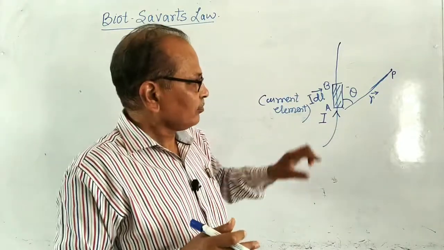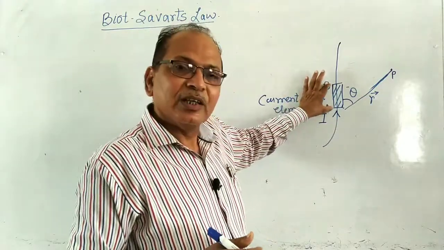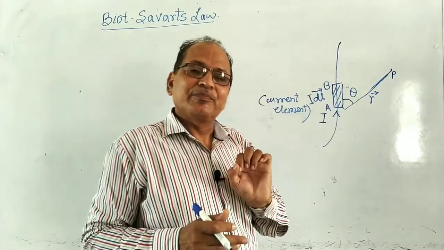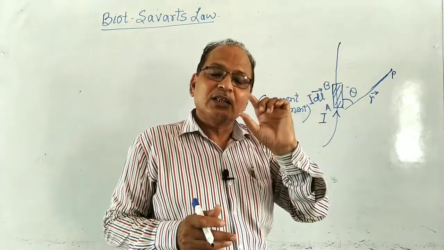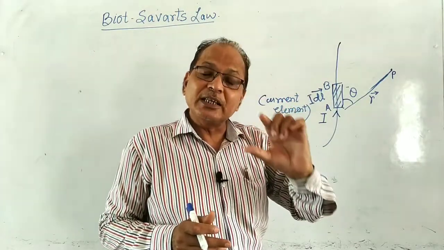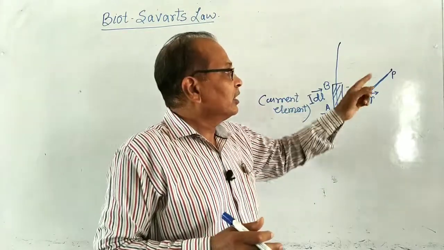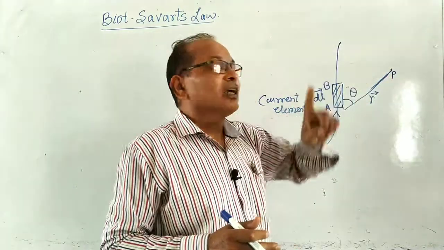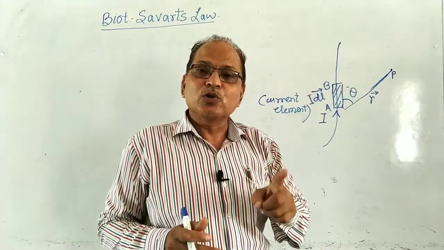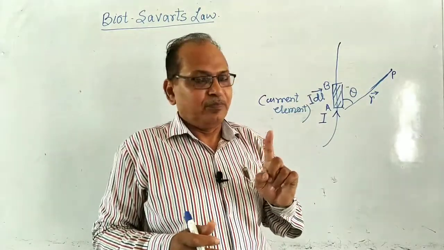Second thing, dl, the small element length. If the length of the small element increases, naturally the magnetic field intensity at the point P also increases.